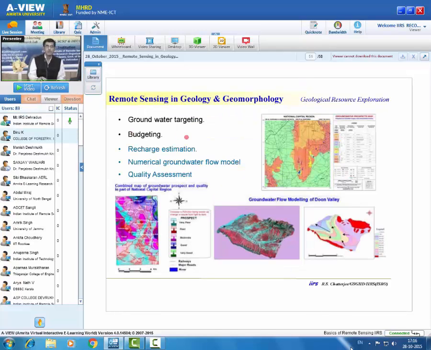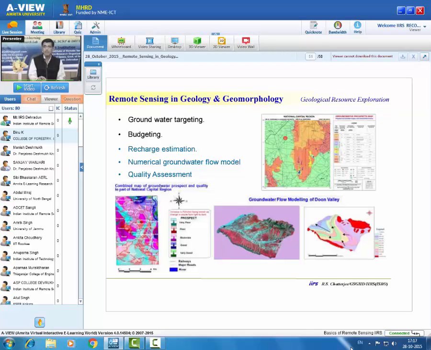So some of the applications we will discuss. One of the major applications is groundwater targeting, groundwater budgeting, recharge estimation, identification of groundwater recharge and artificial groundwater recharge sites, groundwater flow modeling, groundwater quality assessment, and groundwater pollution. So there are many applications.